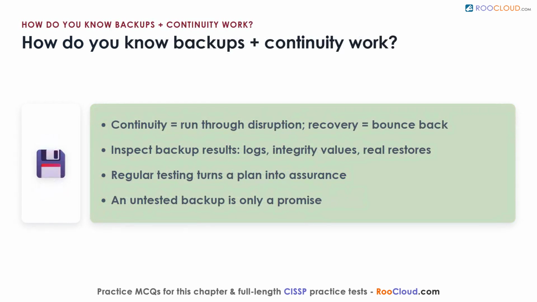How do you know backups and continuity actually work? By testing them, not trusting them. Continuity controls keep you running during a disruption, and disaster recovery gets you back on your feet quickly afterward. But neither helps if it silently fails. Consistent backups are the backbone, so managers should periodically inspect the results, checking logs, verifying integrity values, or actually restoring a file to prove it works. Regular testing of your recovery and continuity controls is what turns a hopeful plan into real assurance. An untested backup is only a promise, not a safety net.